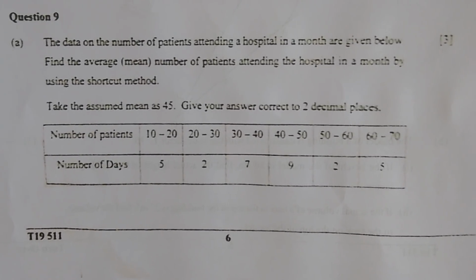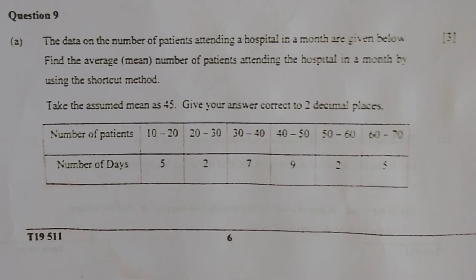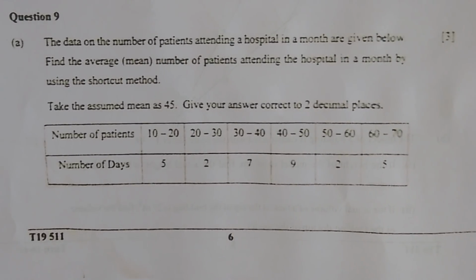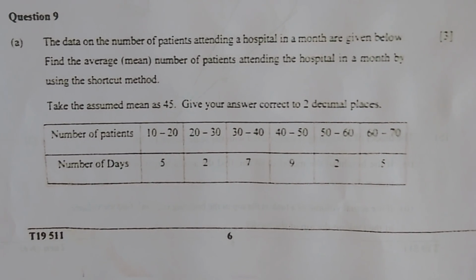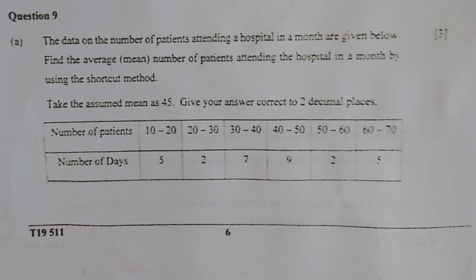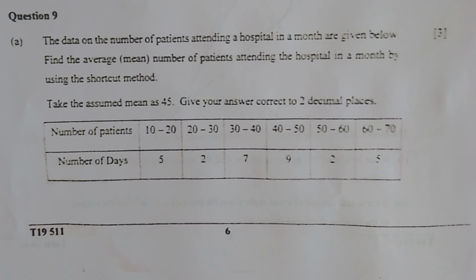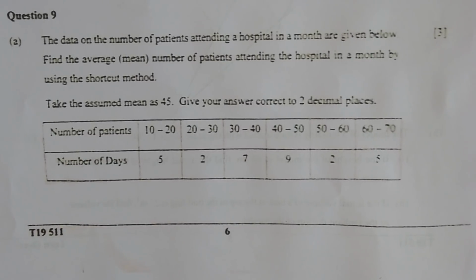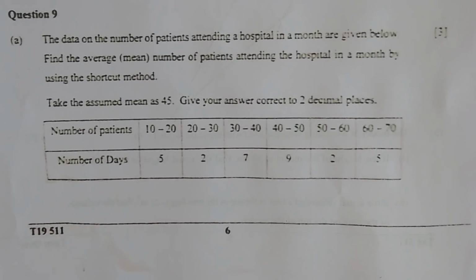The data on the number of patients attending a hospital in a month are given below. You have to find the average, that is mean number of patients attending the hospital in a month by using the shortcut method. You have to take the assumed mean as 45 and you have to give your answer correct to 2 decimal places. The data is given.